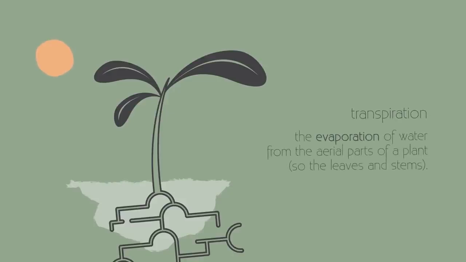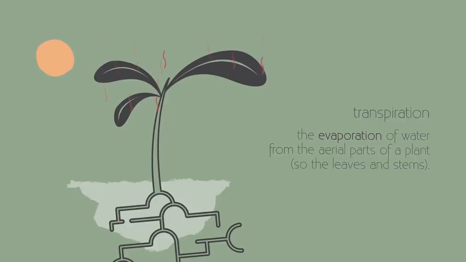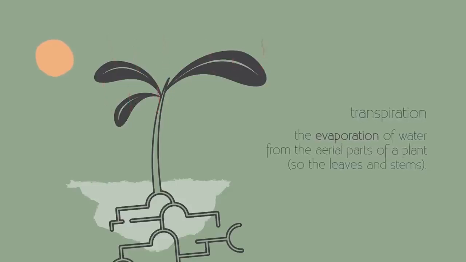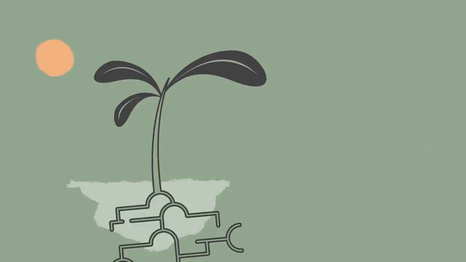Transpiration is the evaporation of water from the aerial parts of the plant, so the leaves and stems. By water evaporating out of these parts, mostly the leaves, a suction pressure is created which draws up the water through the plant. This is called the transpiration pull. But what exactly happens in transpiration? Let's start at the roots.